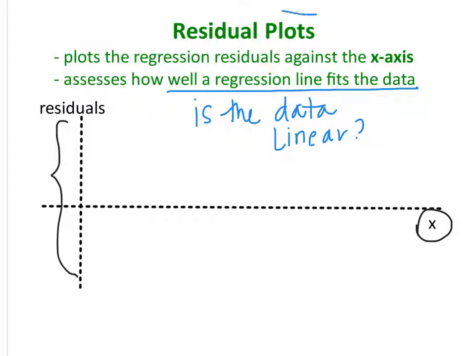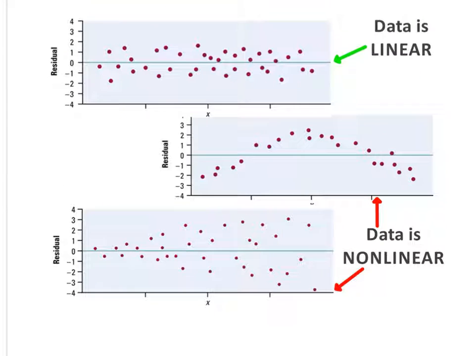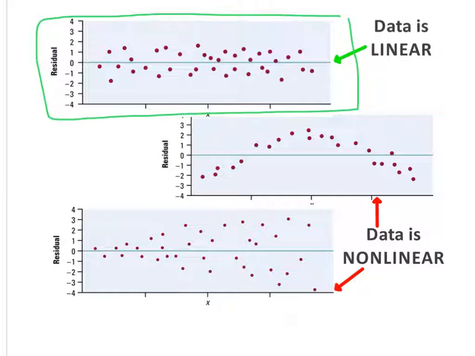So I make a residual plot to determine: is the data linear, and does a regression line, a least squares line, a line of best fit, work for my data? Well, how do I know if it works? Here are 3 different examples of residual plots. This top one is a good residual plot. It's good, meaning the data is linear.